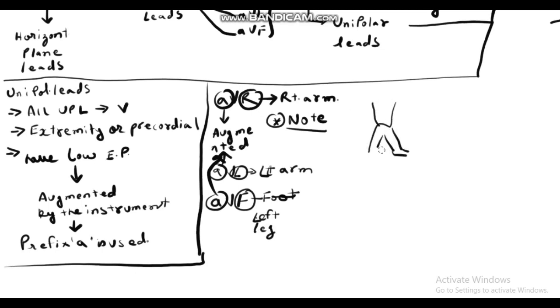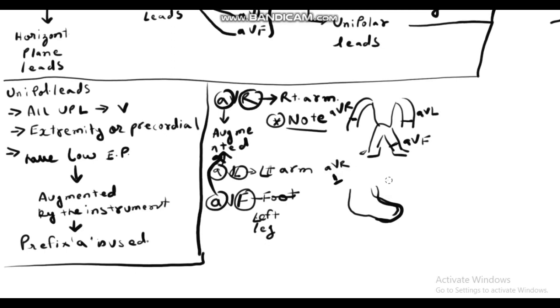Let us see it with the help of a diagram. The AVR records from the right arm, the AVL from the left arm, and the AVF from the left foot. And if we look with respect to the heart and the arms, the AVR is to the right side above, the AVL to the left side above, and the AVF to the left side below the heart.